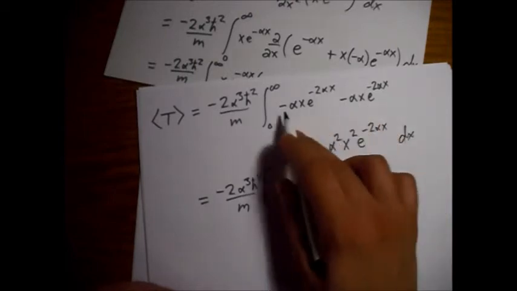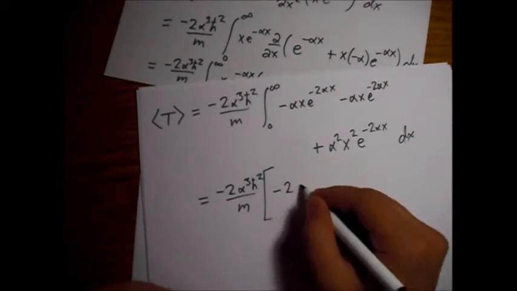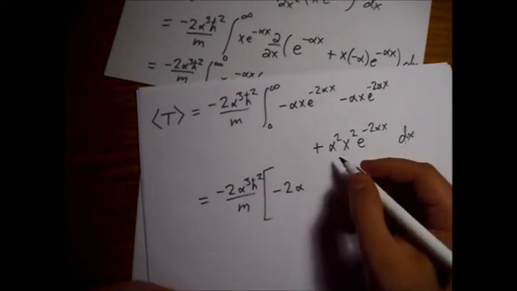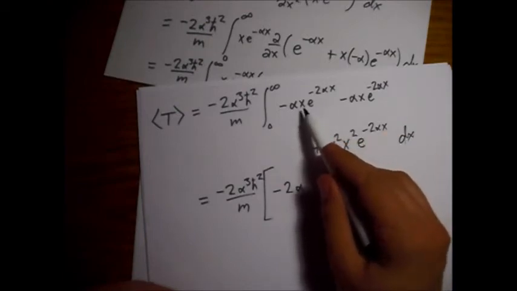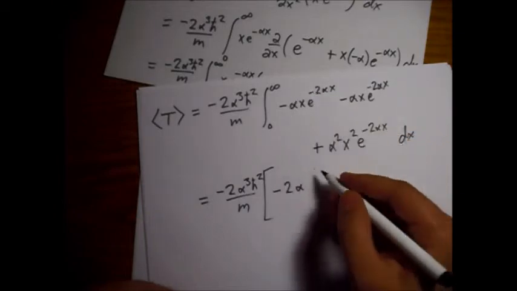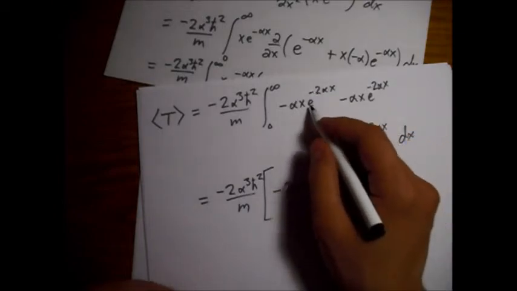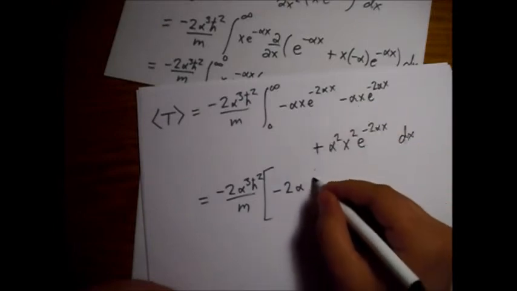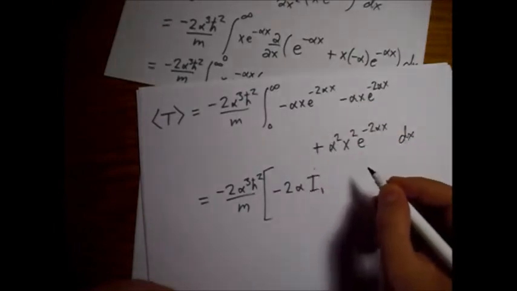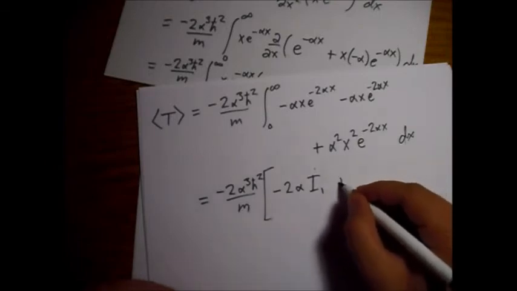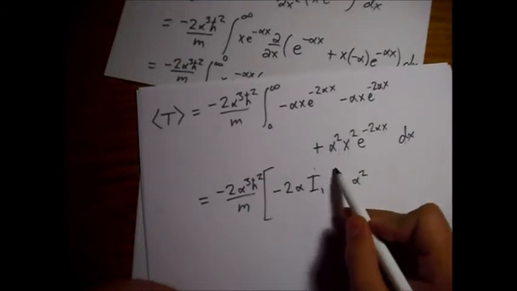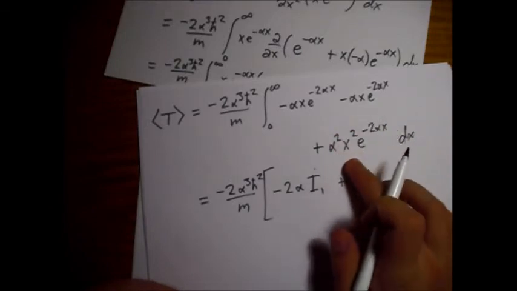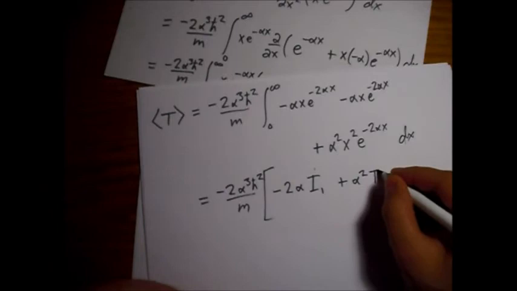We get two integrals that are the same. So we have a minus 2 alpha, and then we'll have the integral of just x, so 0 to infinity x e to the minus 2 alpha x, which we have already done, which we are calling I1. And then we have plus alpha squared right here, and doing the integral of this term, we can see an x squared e to the minus 2 alpha x. This is our I2.